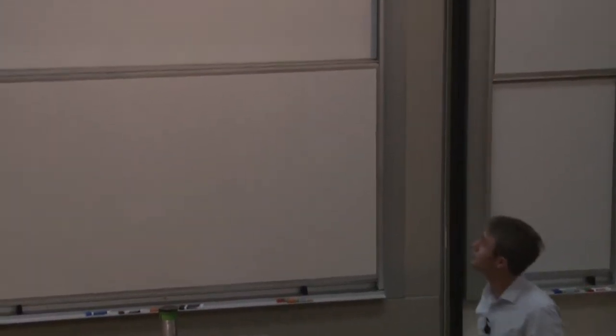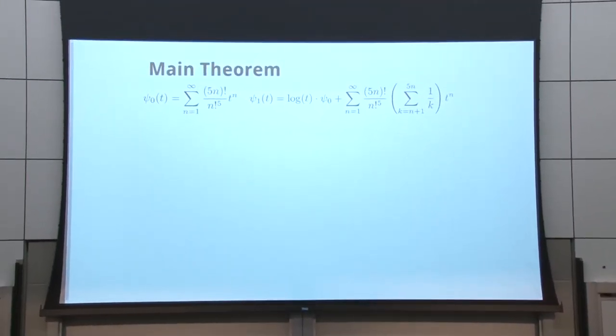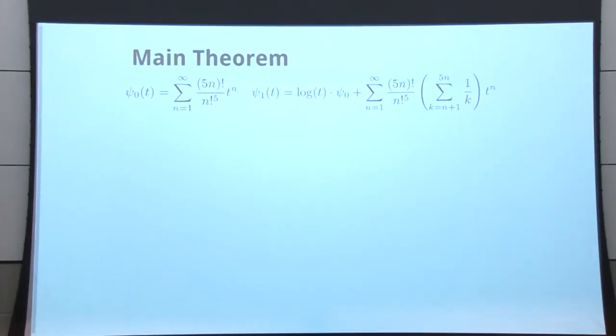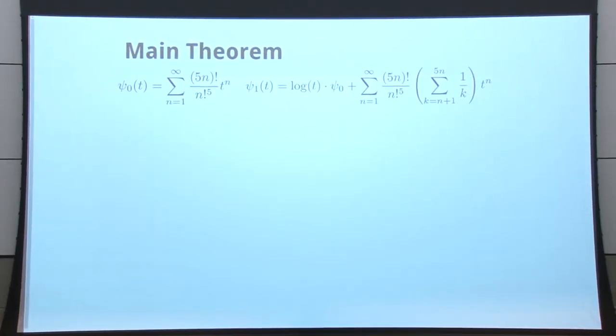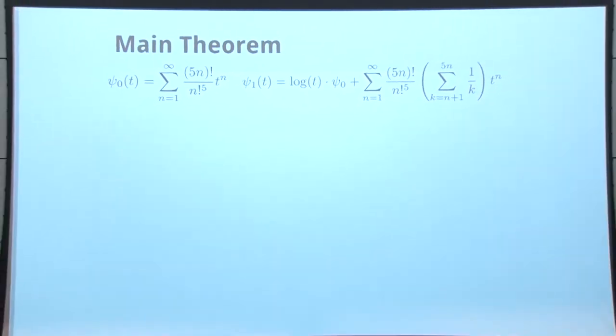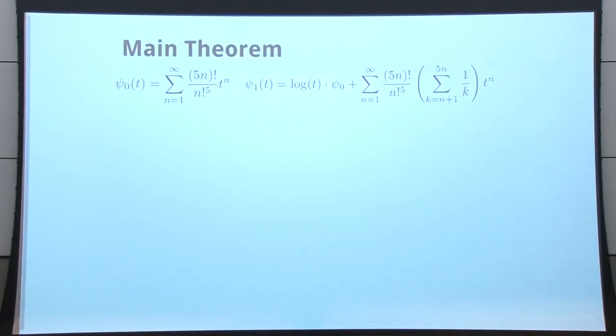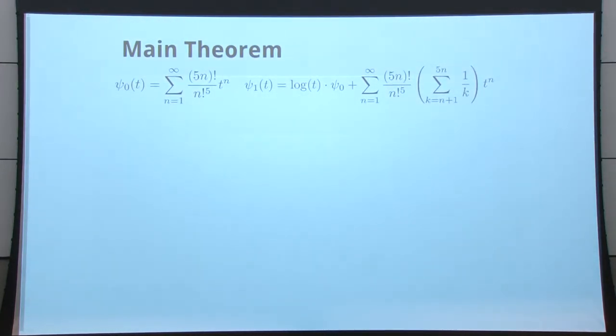You define two functions. Psi zero is that power series. The summation on both power series should go from zero to infinity, I apologize for that. Psi one is the same kind of beast as psi zero, but it also has this log t term. That's two explicit power series. They have some radius of convergence.